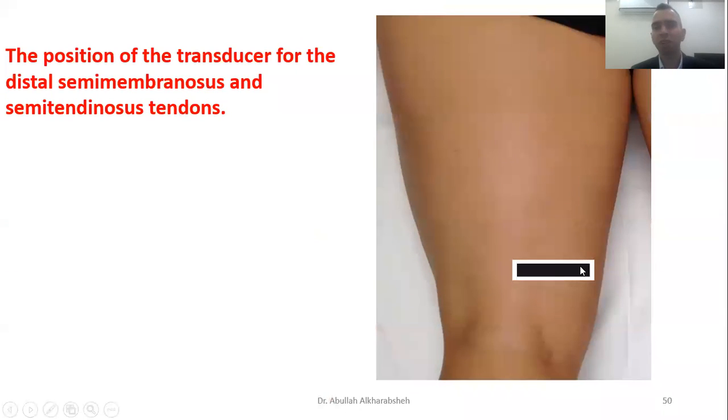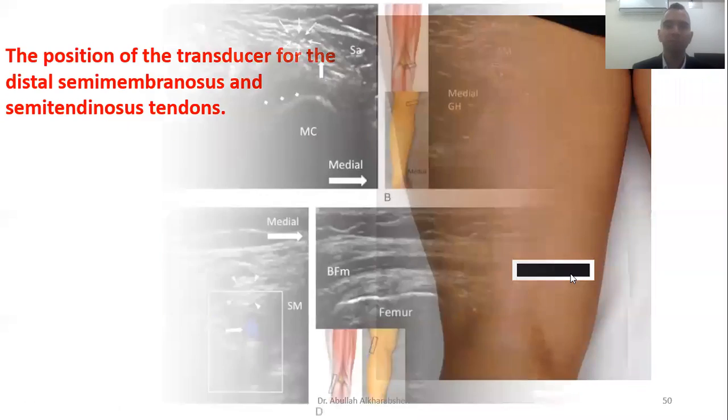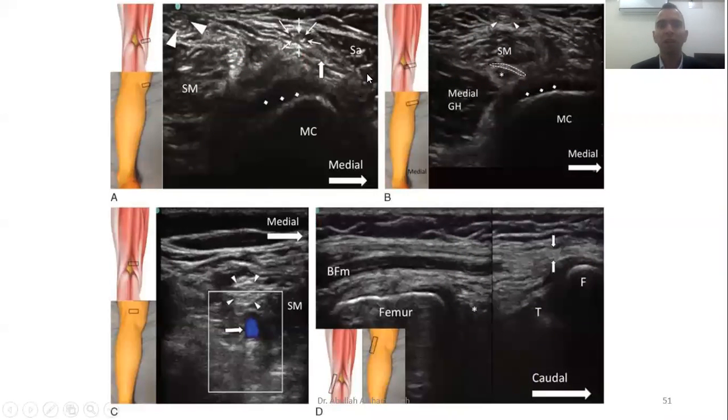This is the position of the transducer for the distal semimembranosus and semitendinosus tendon in the short axis view. Here we see the semimembranosus, and this is the medial condyle, and this is the sartorius muscle, and we see here also the medial head of the gastrocnemius muscle. So we show the probe position here, and the sonoanatomy for this position as we see here. This is the cartilage over the medial condyle.